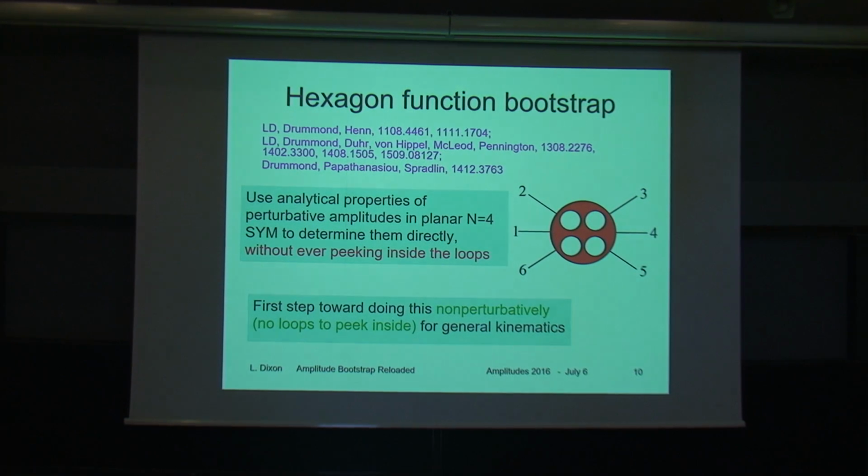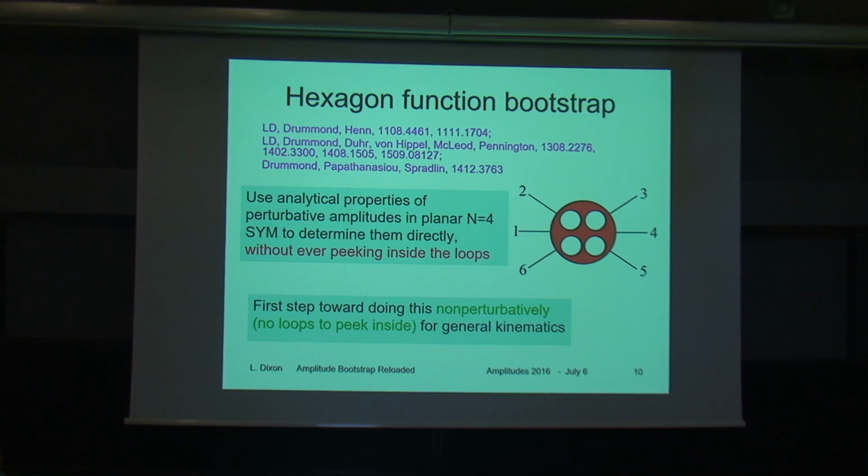So in this Hexagon Function Bootstrap that we've been working on for a few years, the idea is to use the analytic properties of perturbative amplitudes in this theory to determine them directly as much as we can without ever peeking inside the loops. So we don't need to look at specific integrands, even if we might know what they are in some form from the amplituhedron. We want to look at the generic class of functions that have the right shape to be the solution to the problem, and then determine them on general grounds.